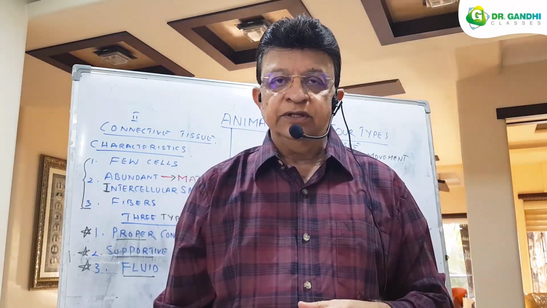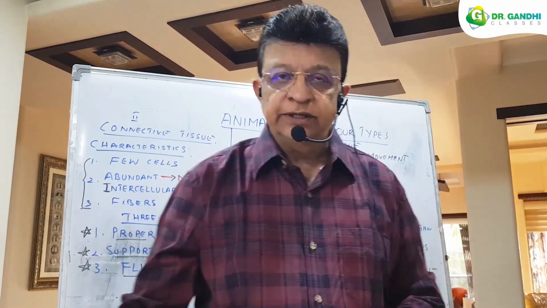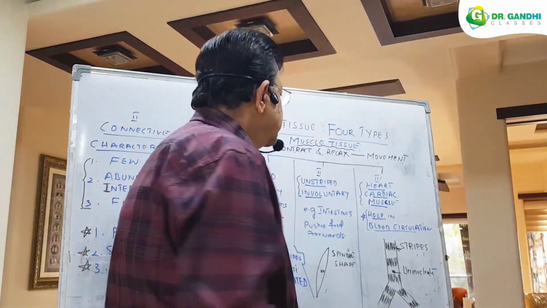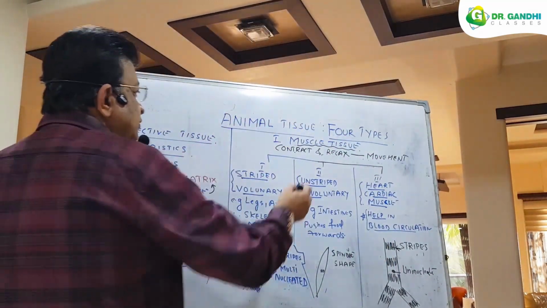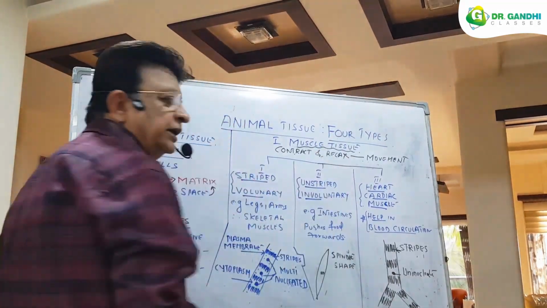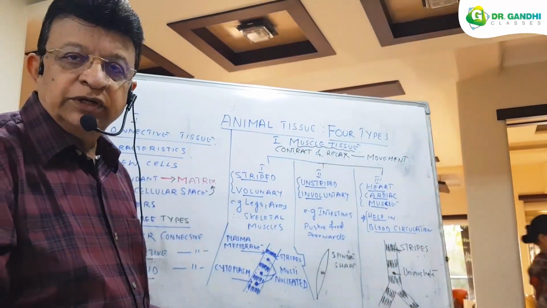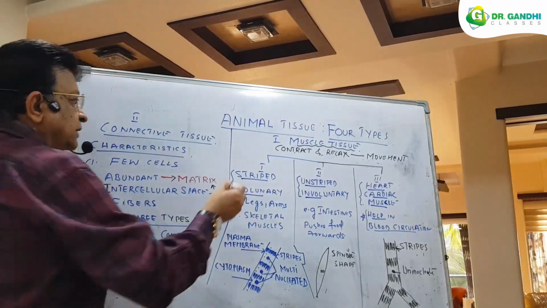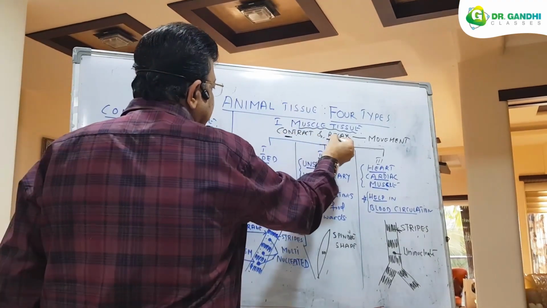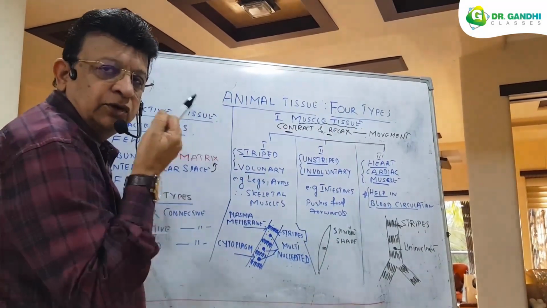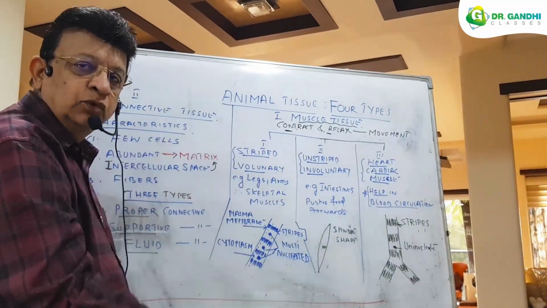Okay, so I'm beginning with the study of muscular tissue. Please follow me to the board. So you can see here the animal tissues of four types. We begin with the study of muscle tissue. What is the function of muscle tissue? The muscles contract and relax, and when they contract and relax, you can see a movement.